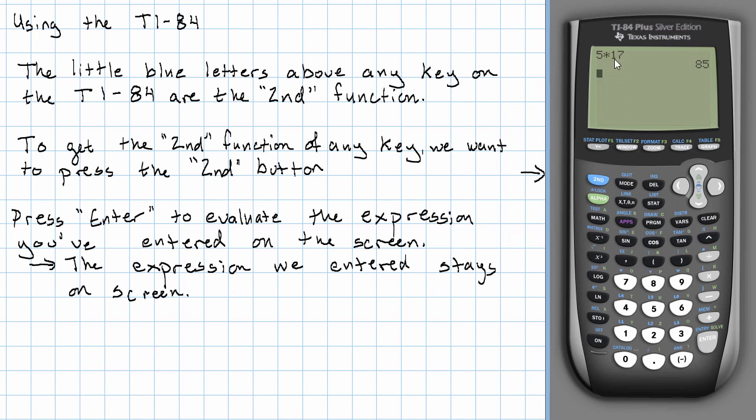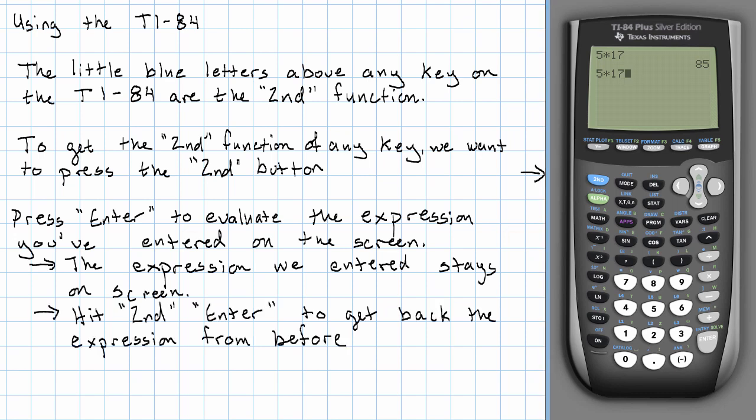If I want to get back what I had before, I can hit second and then enter. That gives me back the same expression that I had before. Now I can use the left and right arrow keys to move this box back and forth. And what I want is to replace my times sign with a plus sign. I put the box over the times sign, hit plus instead. And now, to actually do this addition, I can just hit enter. I don't need to go back to the end of the expression to hit enter.